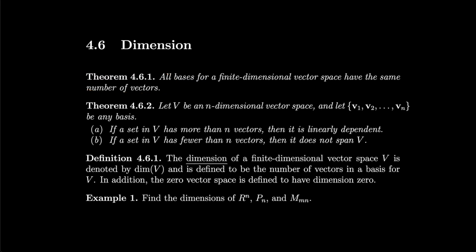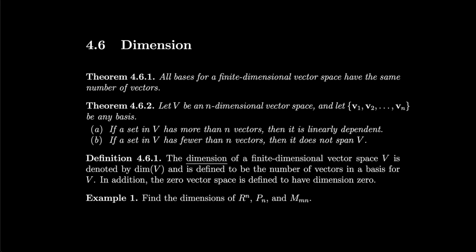In addition, if V is an n-dimensional vector space, and V1 through Vn is any basis, then if a set in V has more than n vectors, it must be linearly dependent, and if a set in V has fewer than n vectors, then it wouldn't span V. Both of those statements should be kind of self-evident. If you don't have n vectors, then you can't make every vector in V, and if you have more than n vectors, then one of the vectors must be a linear combination of the other ones, if it's a basis.